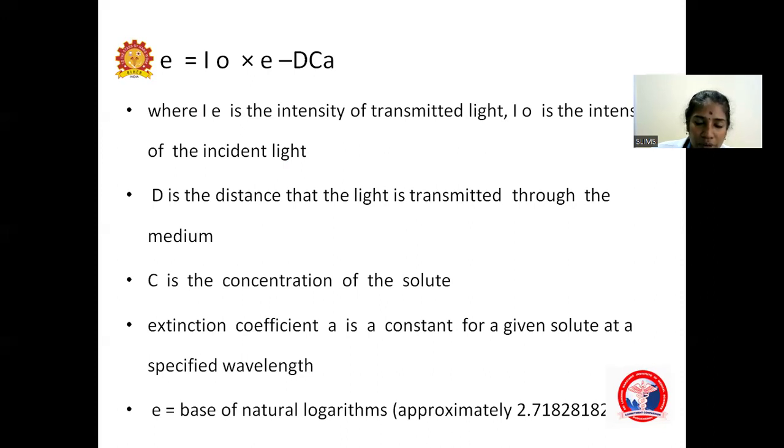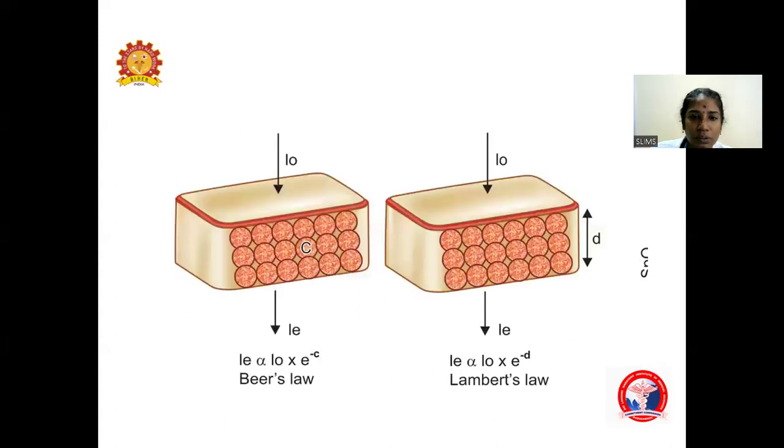So what are the wavelengths at which our SpO2 probe works? Red and infrared, 660 and 940 nm. Okay, that is the wavelength absorption.